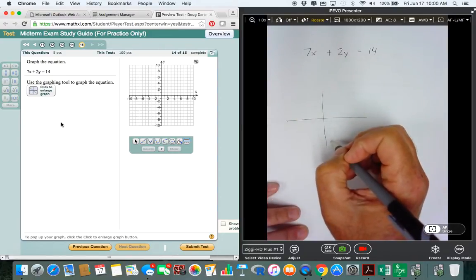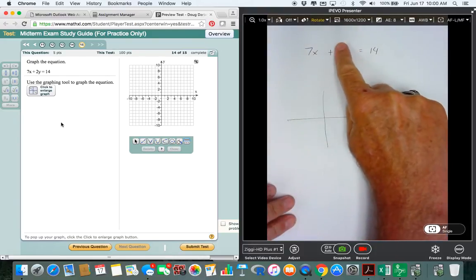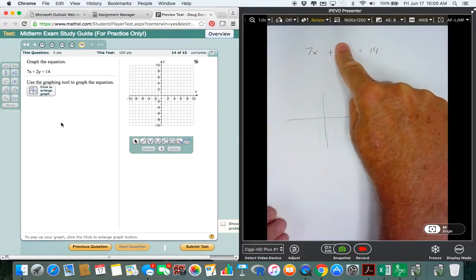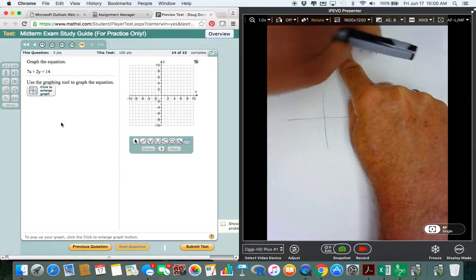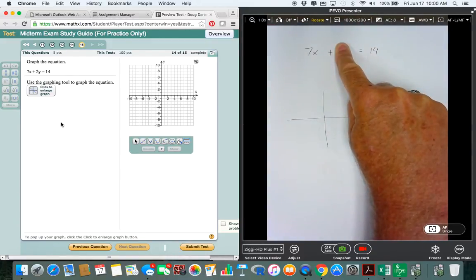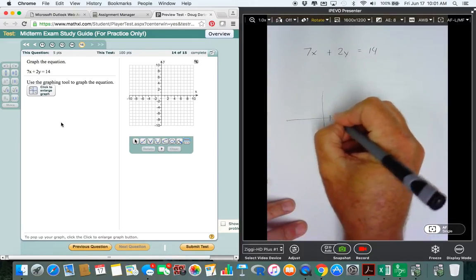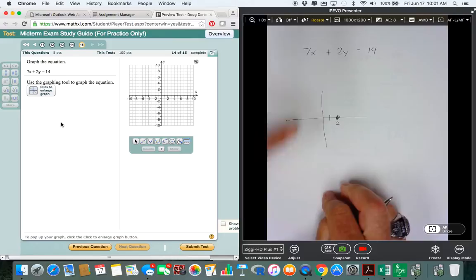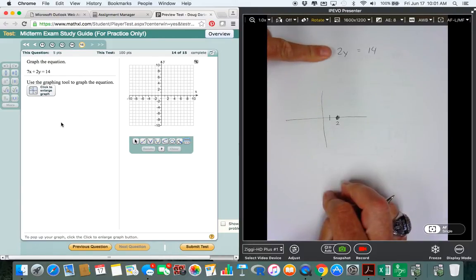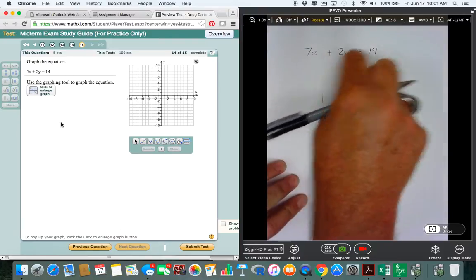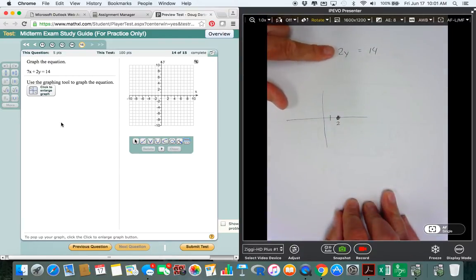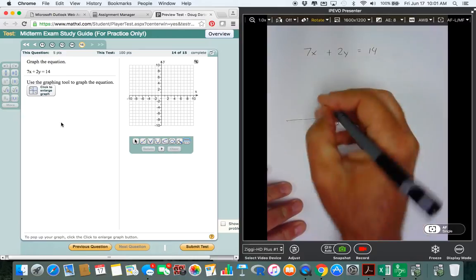Where does it cross? I can find the x-intercept just by setting y equal to 0, which means it goes away. So I can do mental math. 14 divided by 7 gives me 2. So I know the x-intercept has to be 2. The y-intercept, mental math again. That's why it's important that these two numbers divide evenly into that. So it's 7.